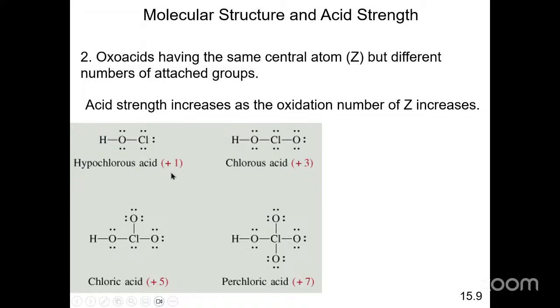So in the case of hypochlorous acid, the oxidation number of chlorine is +1. In the case of chlorous acid, it's +3. In the case of chloric acid, it's +5. And in the case of perchloric acid, it's +7. So what you'll find is that the acidity will increase with the increasing number of oxygens, which corresponds to the increasing oxidation number. So as a result, we can predict that perchloric acid will be the strongest acid, followed by chloric, followed by chlorous, and then hypochlorous acid. And that is due to the increasing oxidation numbers, all right?